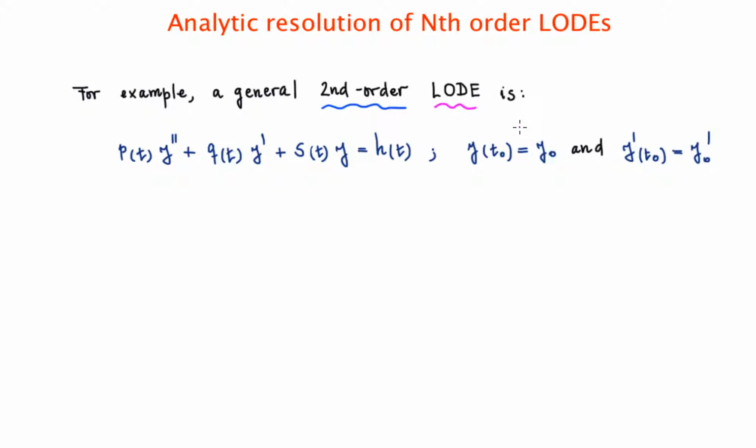in order to be more specific. And this is the most general expression for the second order linear ordinary differential equation. It's second order because the maximum order you have for the time derivative of the function is the second order one. And it's linear because the y function and its derivatives don't have any power.